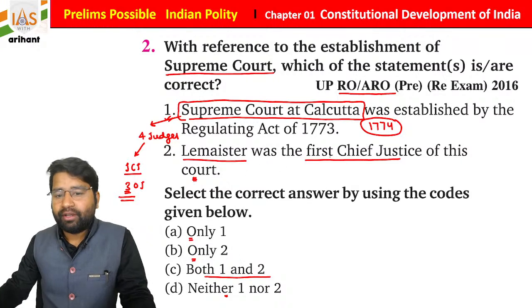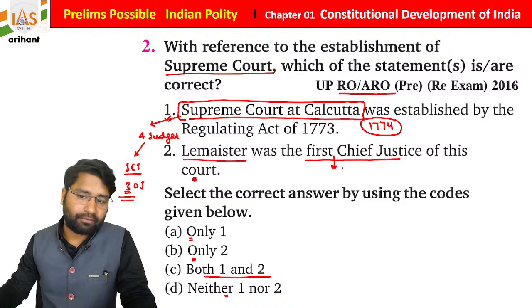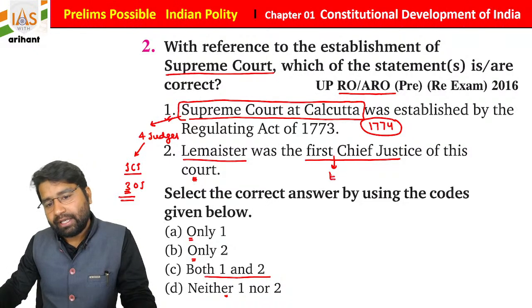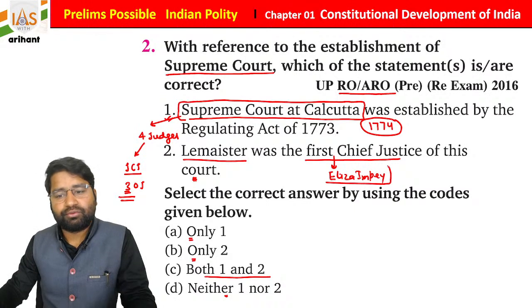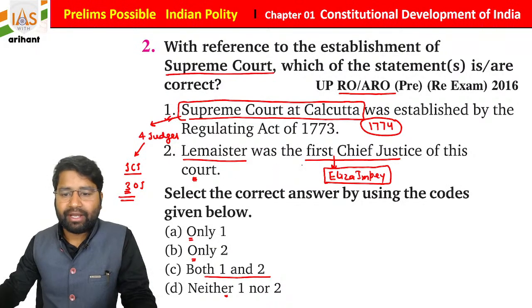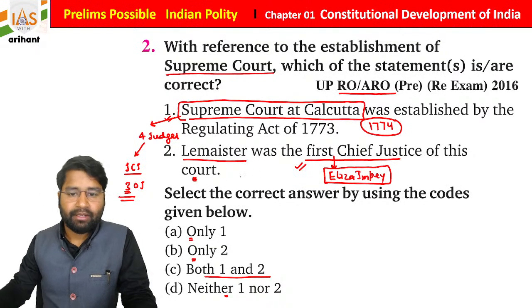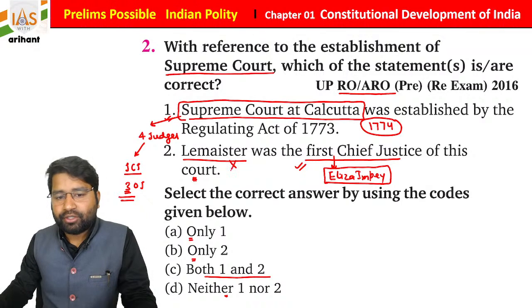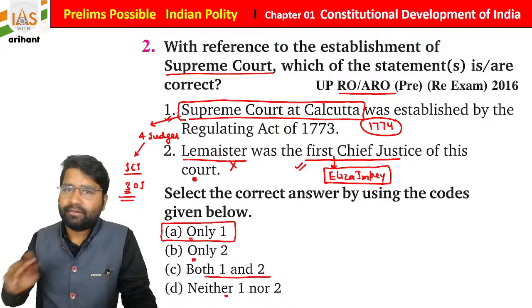Okay, so you already know the first CJ of the Supreme Court of Calcutta was Elijah Impey. And this is a very favorite question for state PSC students all over India, as well as other examinations also. So Elijah Impey was the right answer. So automatically statement 2 is going to be incorrect. So what you find, students, only statement 1 will be correct. It is very, very clear.